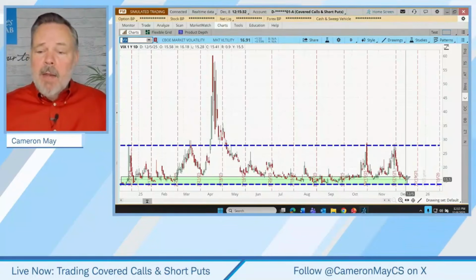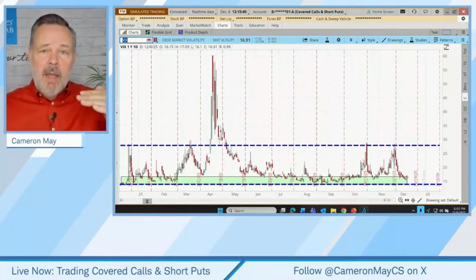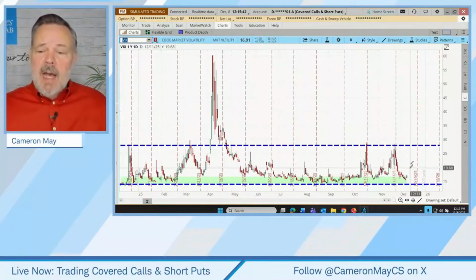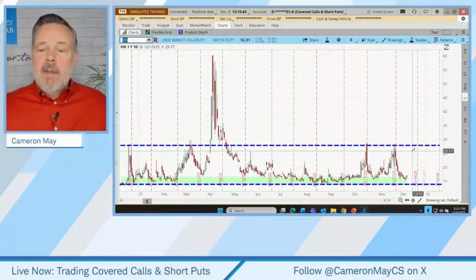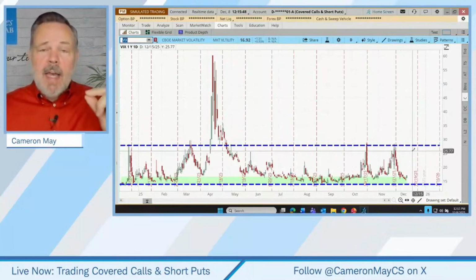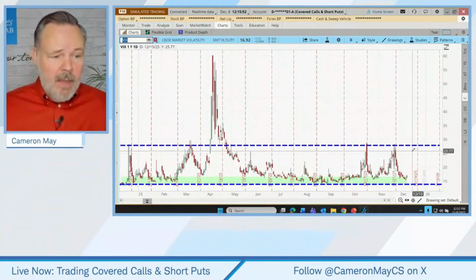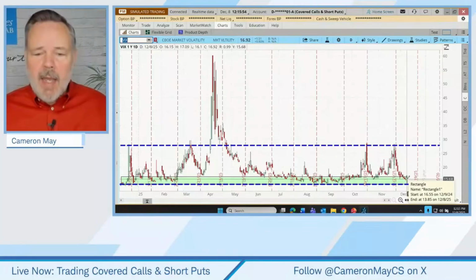But in any case, bottom line here for this chart is that when the VIX is low, that's generally seen as a reflection of lower options prices. When the VIX is high, that's generally seen as a reflection of higher options prices. Both of those are closely tied to volatility, closely tied to risk. So where do we find ourselves right now?